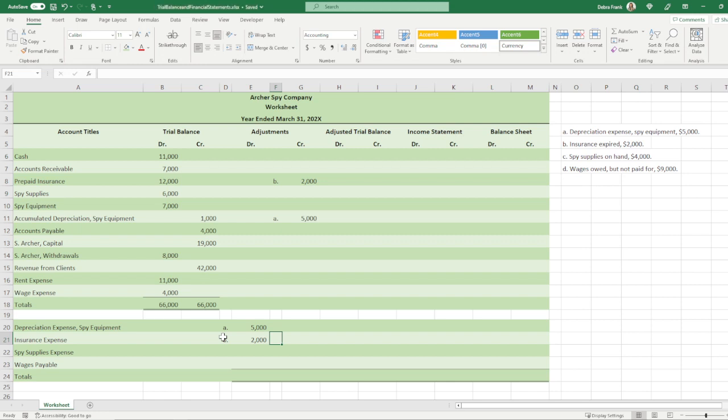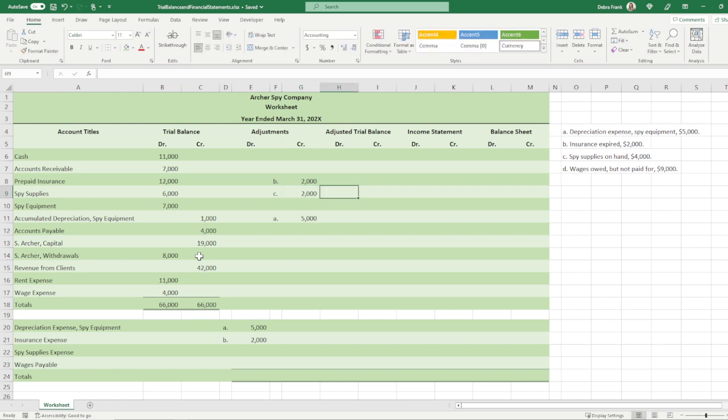Supplies on hand. So our supplies left, they went and counted how many dollars worth of supplies they have, and it was $4,000 that was left. So we can go and look at our asset of supplies, and it actually says here on the trial balance $6,000. Well, no, we counted only $4,000 left. So we must have used $2,000 worth of supplies. So we need to reflect that. So we'll have to decrease our supplies by $2,000. So that way at the end, we'll have $4,000.